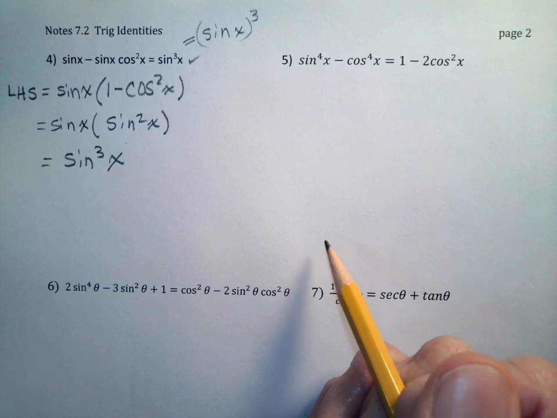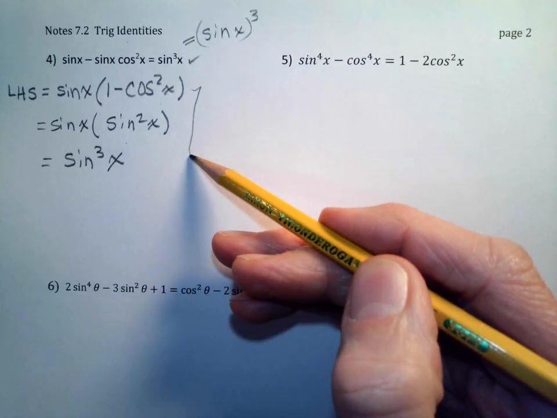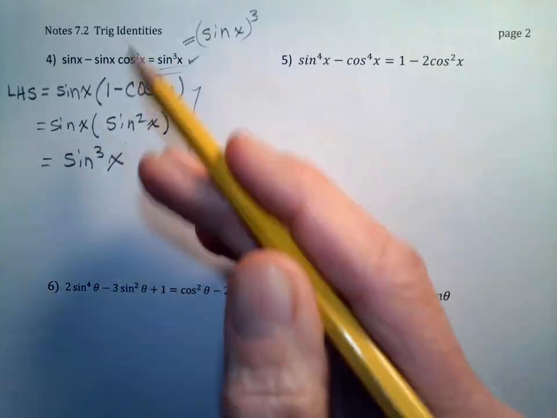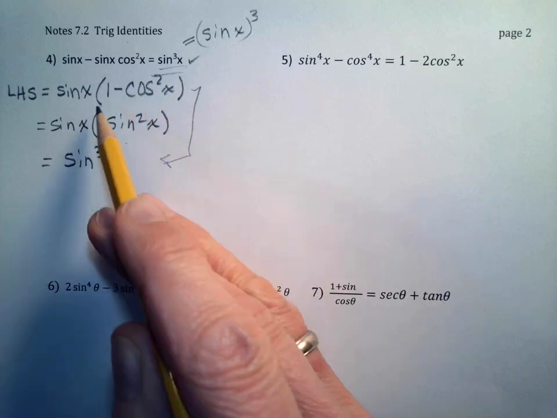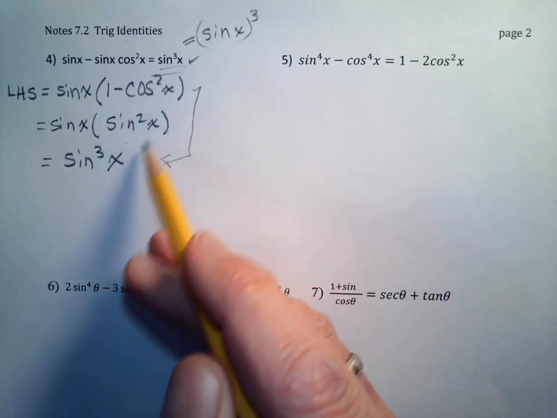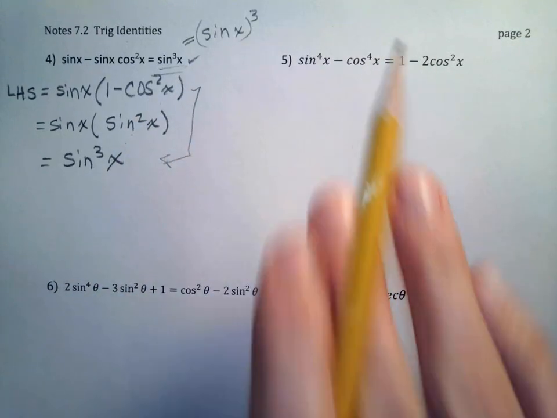Okay. And again, some of you can visualize that from here to here, but I'm giving you the answer, so be explicit, show that you understand that I could replace 1 minus cosine squared x with a sine squared x, and then go to the last step. All right, number 5.